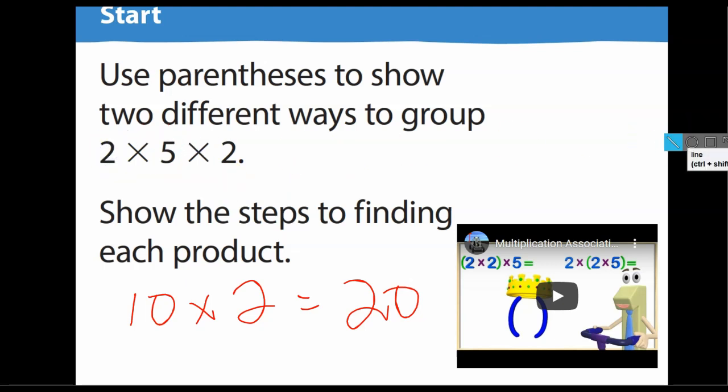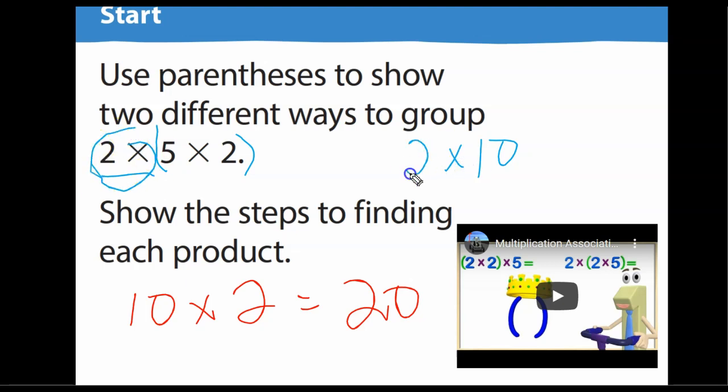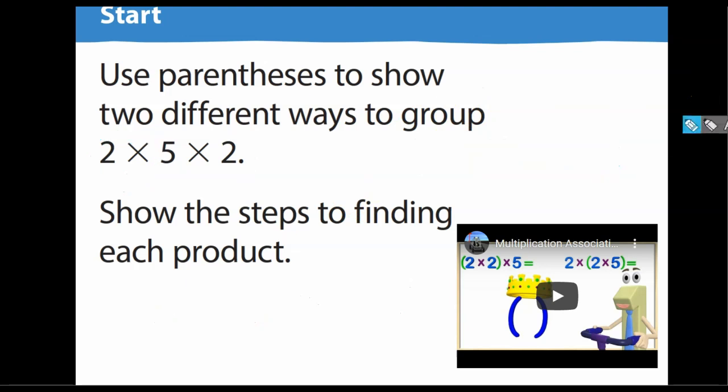is by putting parentheses around the 5 and the 2 first, right? So what's 5 times 2? 10. And then I have what's on the outside? 2. So I have to multiply 5 times 2, and then I have to multiply the 2 that's out here times 10, which is 20. Okay? The strategy that you're using is called associative property, okay? Something like this.